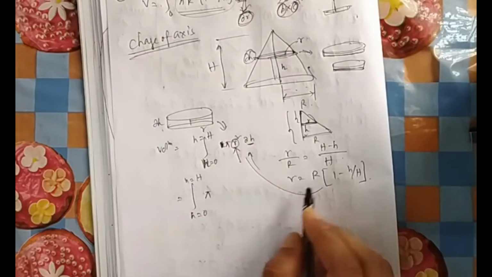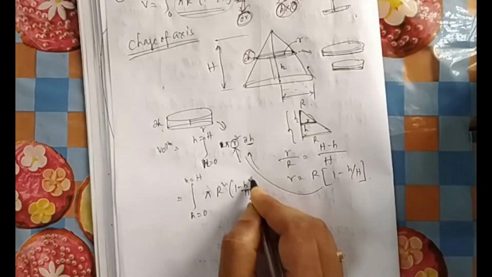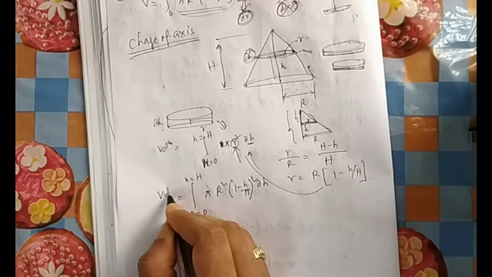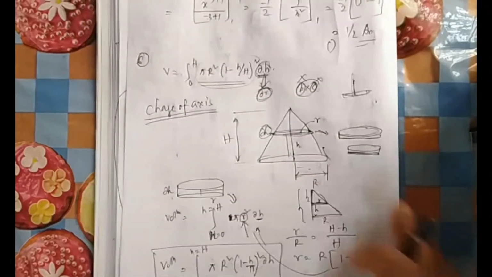So if you put it here, it will be pi r square (1 minus h by capital H) whole square dh. So this is given, this is the volume. We can understand this one. You see the expression, this expression is the given expression.